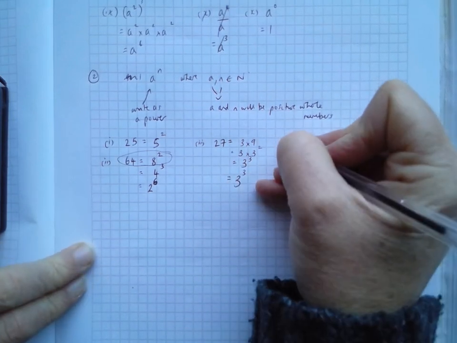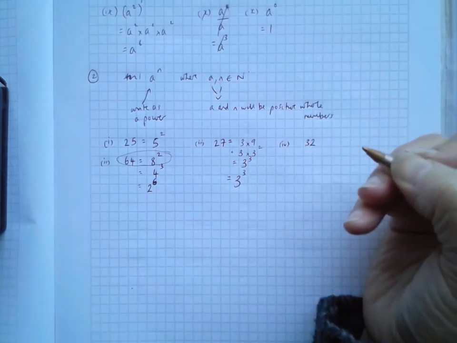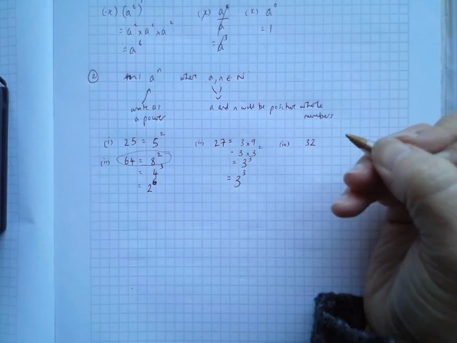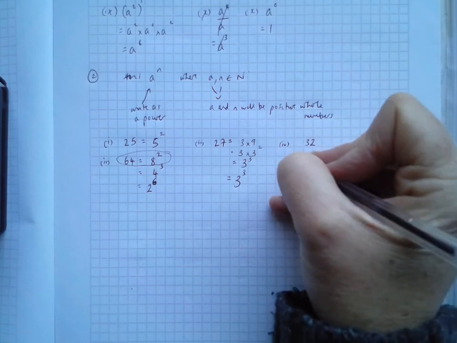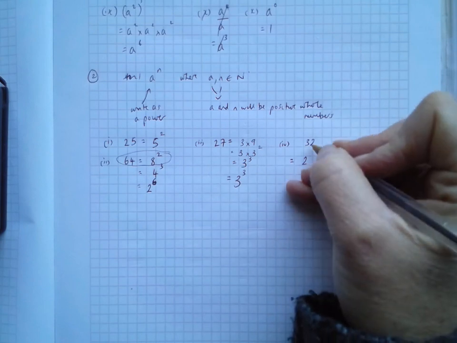32. Well, you know that 4 squared is 16. 4 cubed is not 32. So let's work back. It's likely to be 2. So again, messing about on your calculator, you could find out that it's 2 to the power of 5.